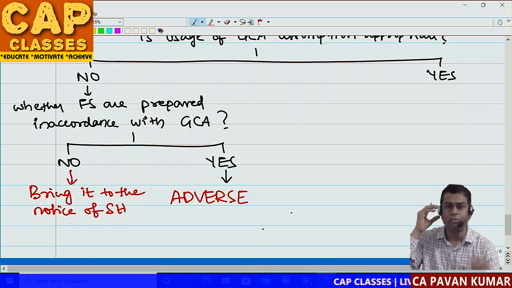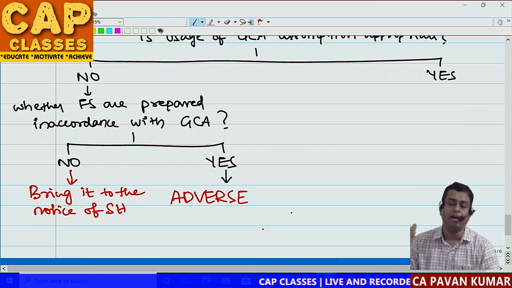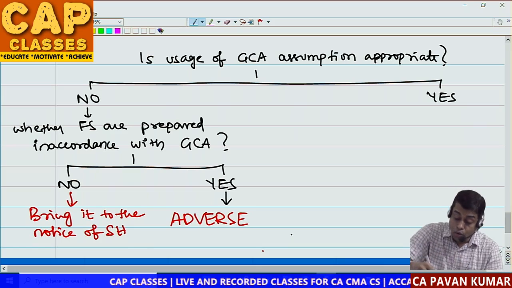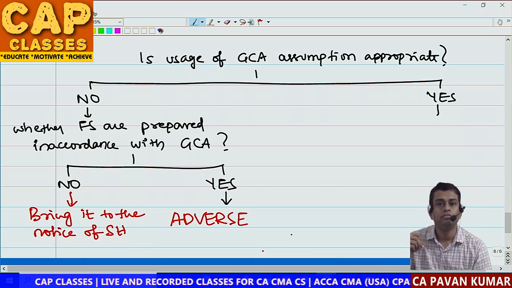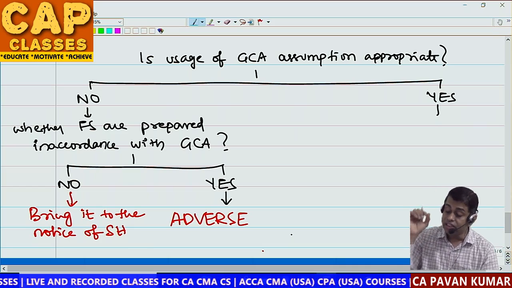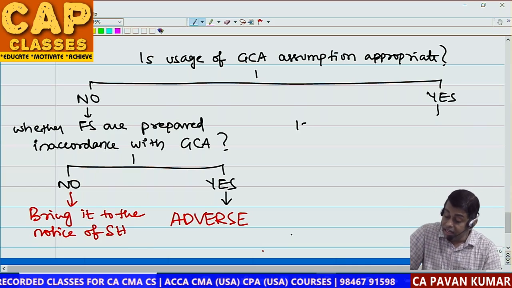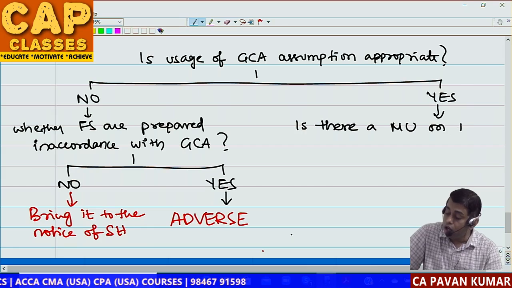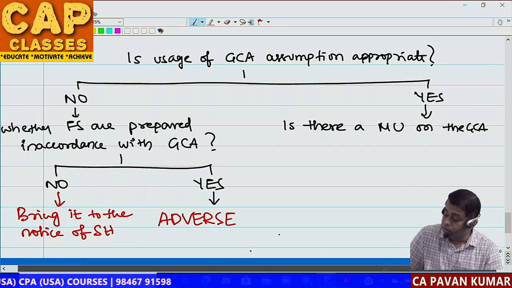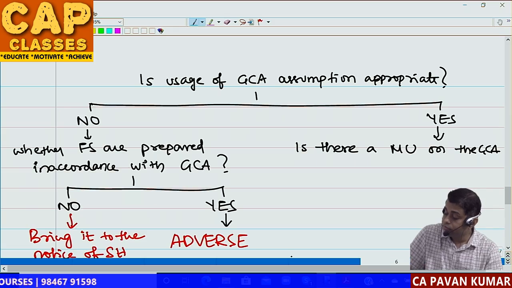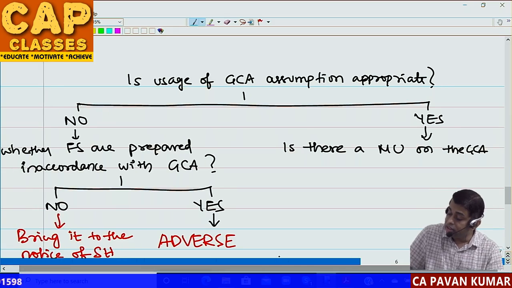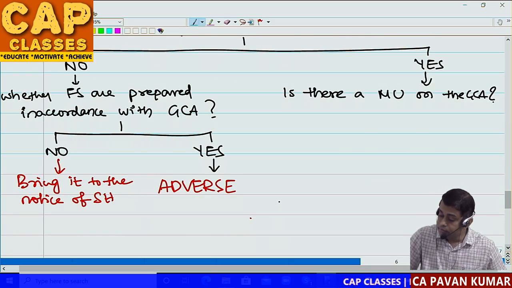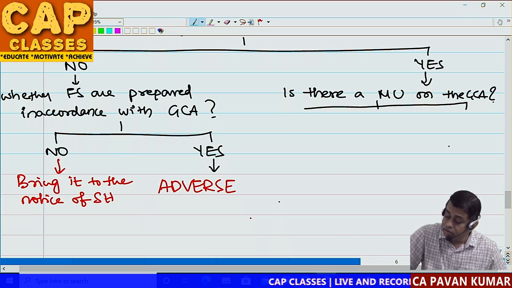Okay. I can put it in an emphasis of matter paragraph, or in some countries they put an extra paragraph. So this is a situation where the entity is not a going concern. Now come to the right hand side. Is the use of going concern assumption appropriate? Yes. Is there a material uncertainty on the going concern assumption? Okay, the answer is yes.